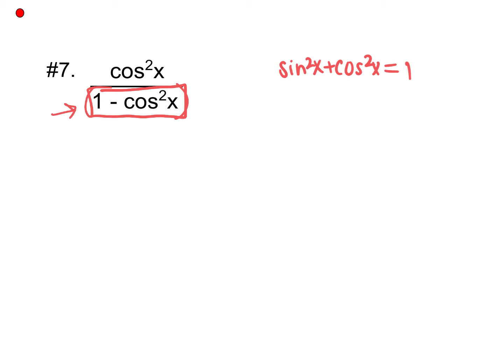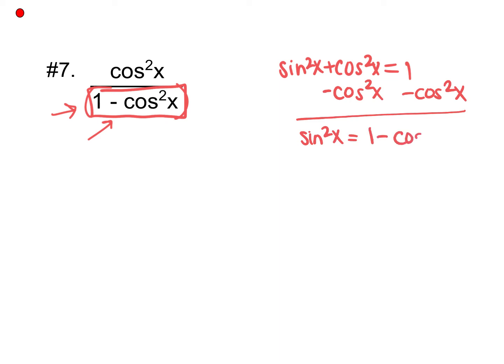Because the 1 is positive, I will not move it. Because the cosine is negative, I will move it. So I'm going to move that to the other side. And what I now have is sine squared is equal to 1 minus cosine squared. And what I have boxed here in red and what I boxed here in red is the same, which is also the same as this. So I'm going to replace that with sine squared.